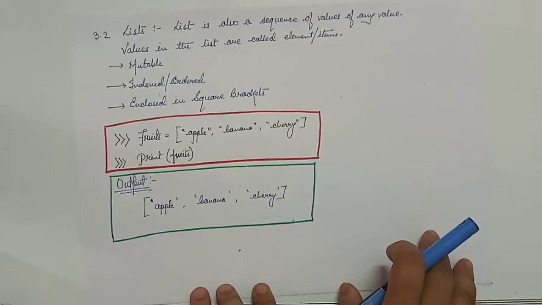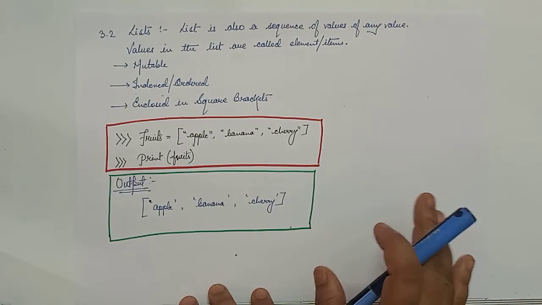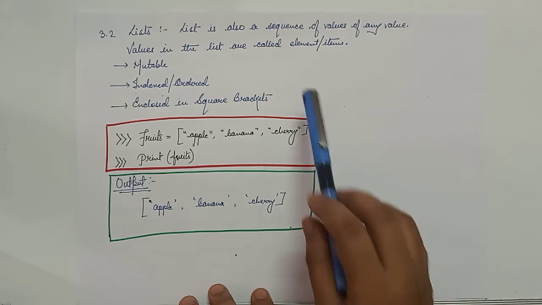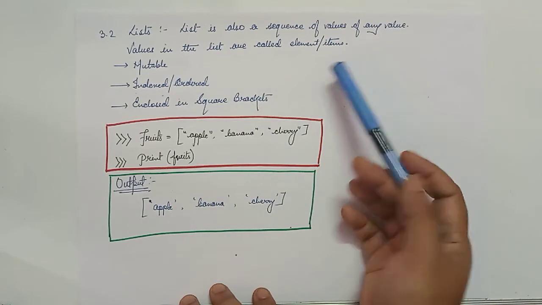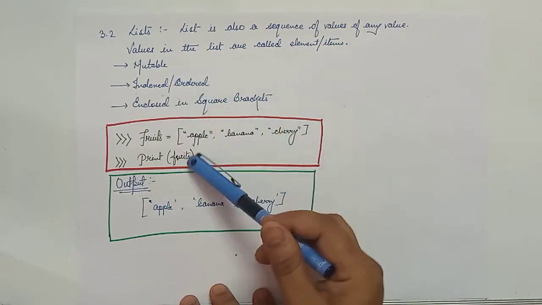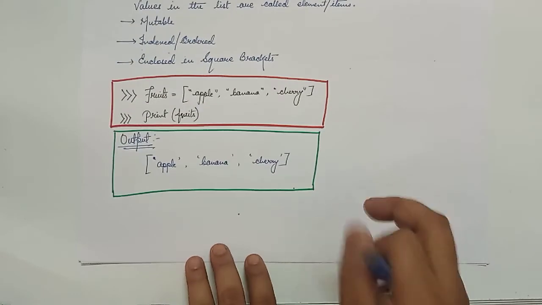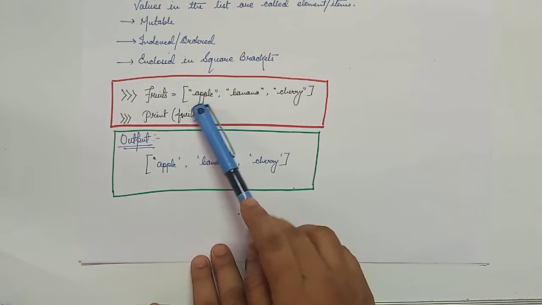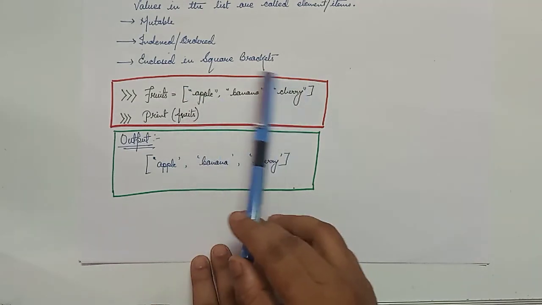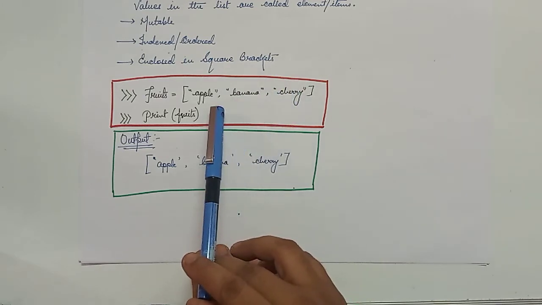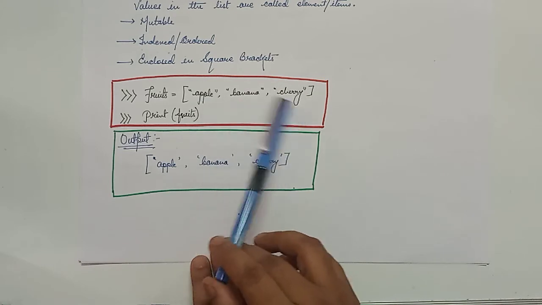Next is the list. A list is also a sequence of values of any type, and the values in the list are called elements or items. It is mutable, that means we can change it. It is indexed or ordered, and it is enclosed within square brackets. Let's take an example. Fruits: here I have created one list. Whatever names I have written are all within the square brackets, and they are separated using commas. Apple, comma, banana, comma, cherry.